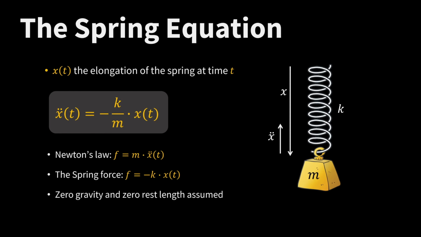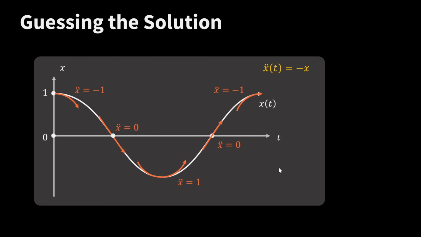In this example, I chose 0 gravity and the 0 rest length of the spring. One last time we can guess the solution. Here I have the elongation x along the y-axis, and again time passes from left to right. Let's assume the elongation of the spring is 1 at the beginning. For the constant of proportionality, I chose 1 in this case, so we get this very simple equation x double dot equals minus x. In the beginning, x is 1, so x double dot is minus 1.